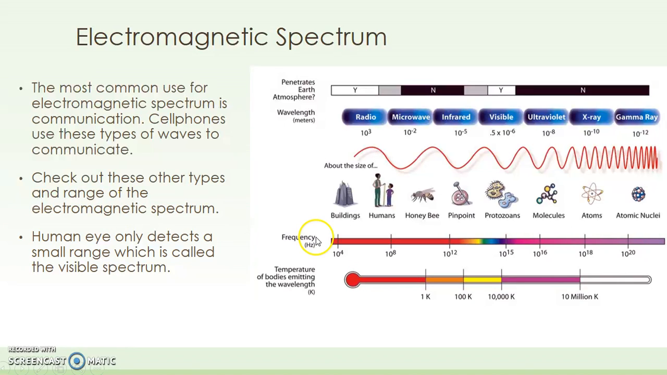So you can see that there's radio waves, microwaves, infrared waves, visible, which is the range that we can actually see with our eyes. Ultraviolet waves are also known as UV rays, which we did a discussion post on tanning beds, X-rays, and gamma rays.